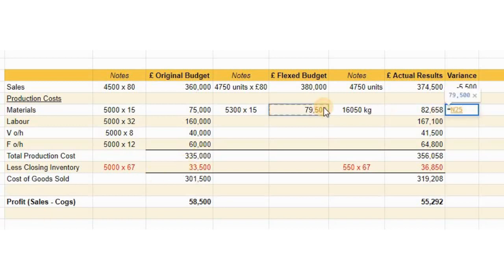That's what we expected. We actually paid more. It'll give a negative figure. Again, a negative figure doesn't indicate adverse or favourable. You have to look at what you expected to spend and what you actually spent. And here, in the costs, if you spend more on costs, it obviously gives less profit, and therefore it's an adverse variance.